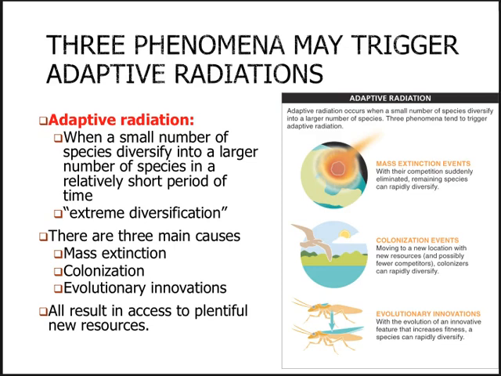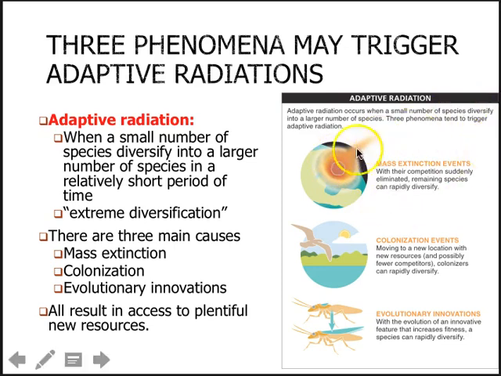There's this idea called adaptive radiation. And if you think about adaptive radiation, which is where you start out with a small number of species and, over a very short period of time, get a large number of species. If you think about this kind of extreme diversification, there's a few causes of this, and they are mass extinction. Yes, mass extinction can lead to a huge diversification. Then there's colonization, and finally evolutionary innovations.